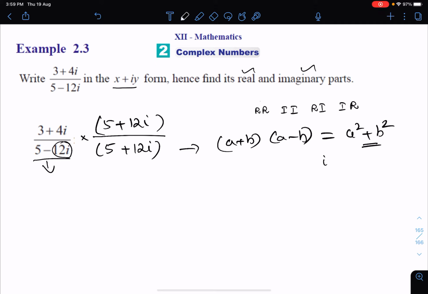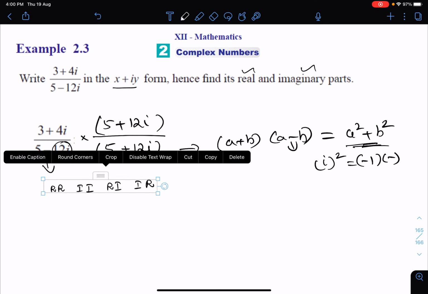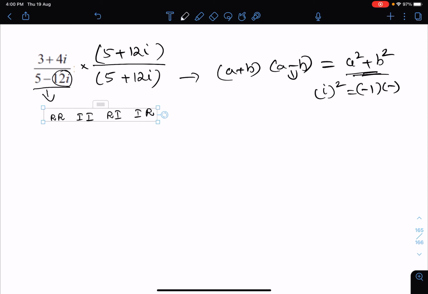square plus b square. How do you get this b square? Here you will have this i square, and that i square will give you minus 1, and the formula has one minus. So minus 1 into minus will give you plus b square. So you can automatically multiply the numbers and write it in plus form. As far as the denominator, you follow this one. For the numerator you are going to follow this rule, because we are multiplying two complex numbers, isn't it?